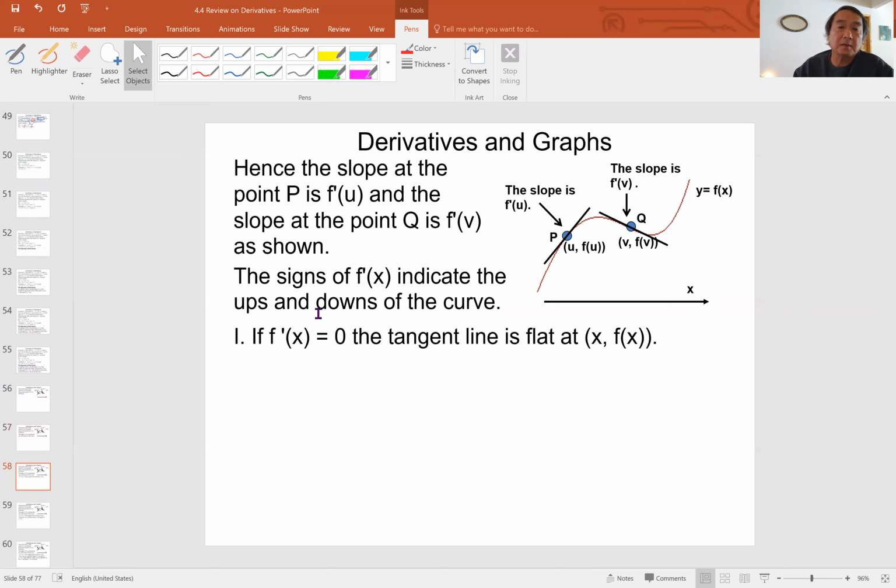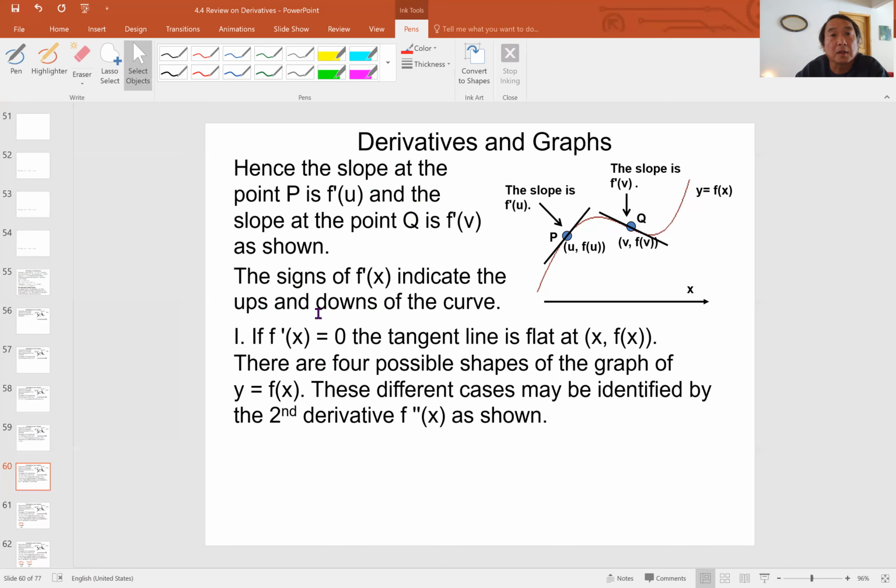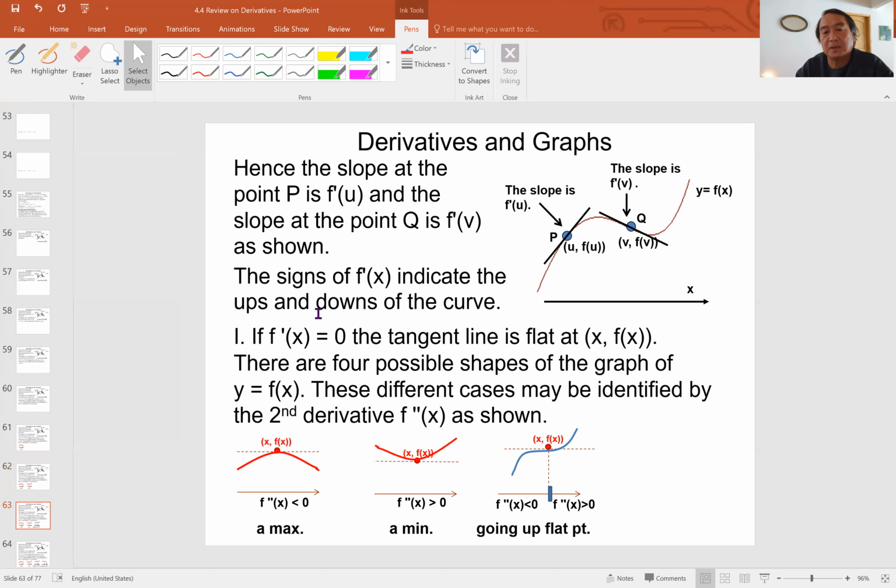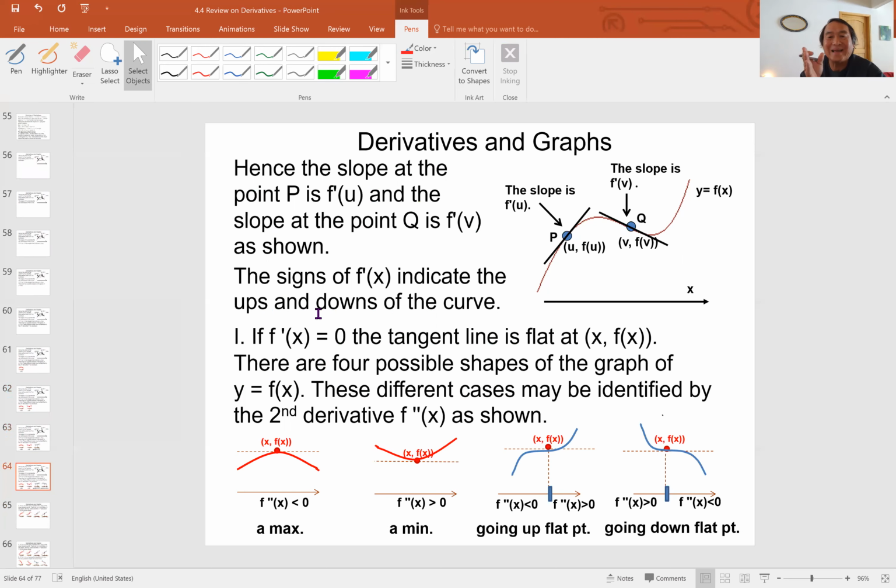So in particular, let's start by looking at derivative 0. Derivative 0 means the tangent line is horizontal. What could the picture look like? Think of a curve where you can put a ball on the curve, and the ball is not rolling downhill or uphill. It's stationary. So on top, on the bottom, or on the shoulder points, these are the only 4 possible configurations.